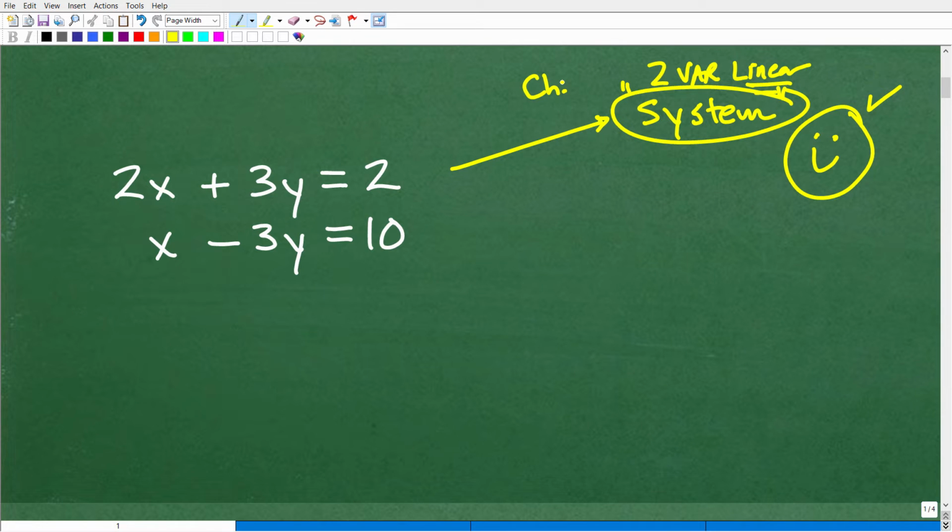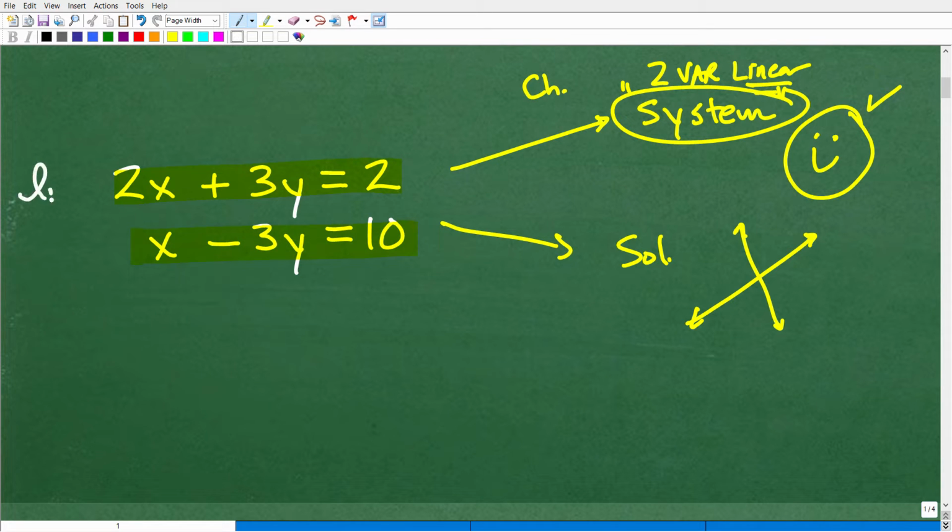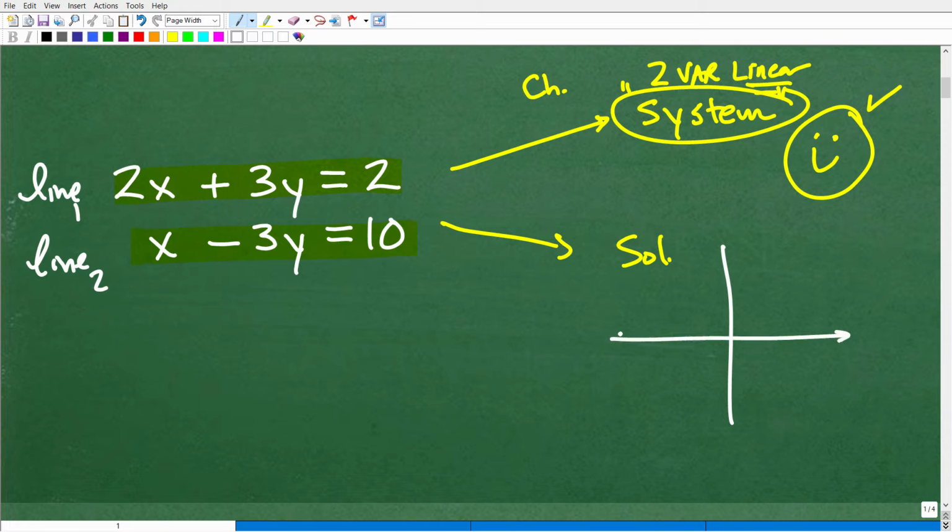So my next thing that you really need to know about systems, or at least two variable linear systems, is the solution. Okay, represents the intersection of these lines. So what am I talking about? Well, if we look here, we could graph this line on the xy plane, and we could graph this line as well. Let's call this line 1, and let's call this line 2. These are linear equations. We could literally get some graphing paper out and do this real quick.